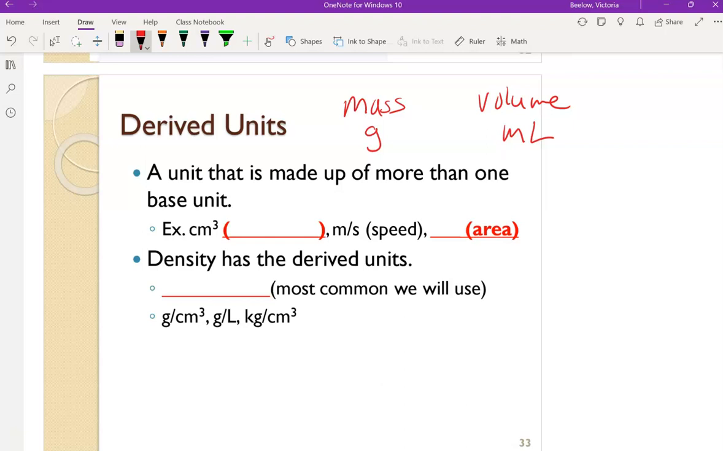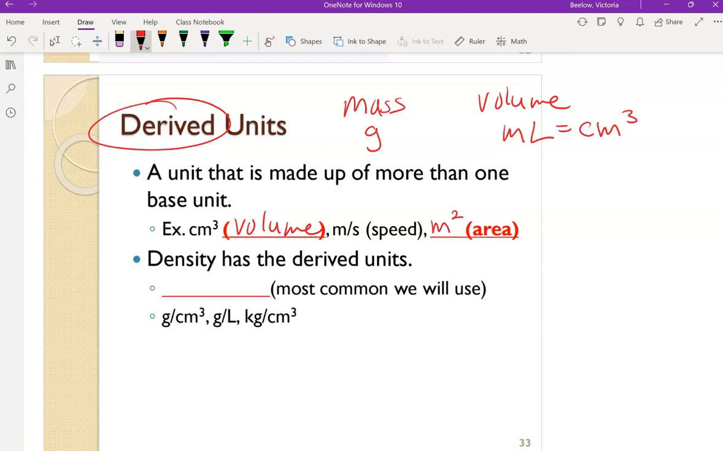However, you can also have what we call derived units. So these are units that are made up of more than one base unit. For example, we have centimeters cubed, so that is for measuring volume as well, okay? That's just another way to see it. So cm cubed, these two are actually equivalent to each other. Speed, meters per second. And then area, for example, can be like meters squared.